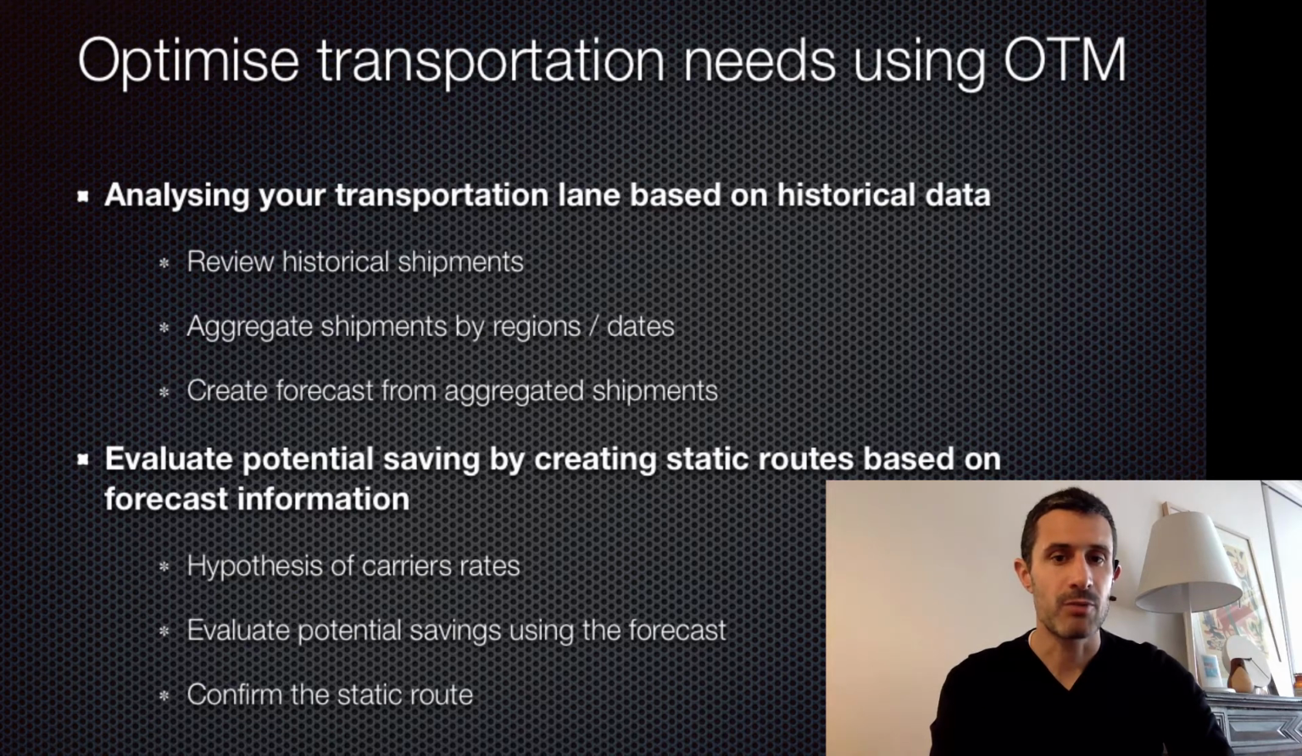In this first part, we will review the historical shipments, aggregate shipments by regions and date, and create forecasts from aggregated shipments. In the second part, we will evaluate potential savings by creating static routes based on forecast information. We will see how to create hypotheses of carrier rates. We will evaluate potential savings by using the forecast. And finally, we will confirm the static route.